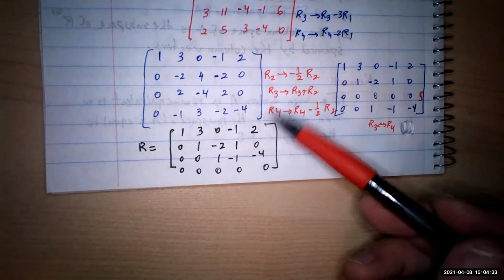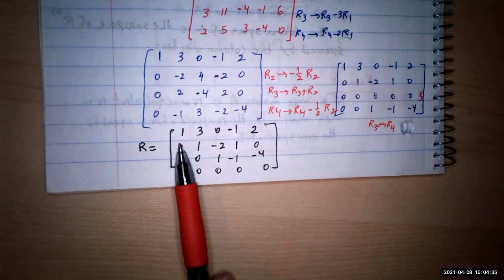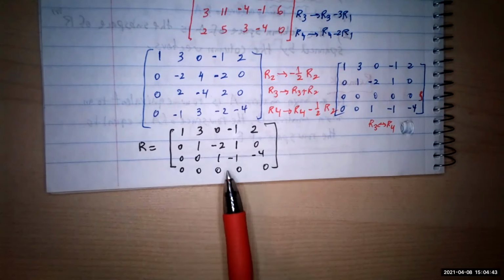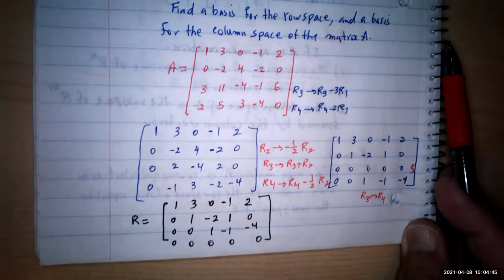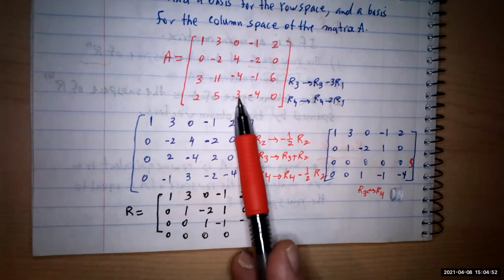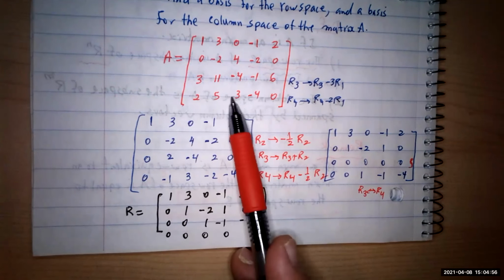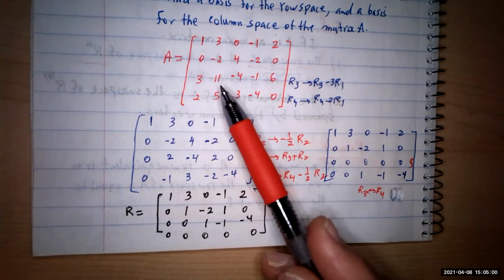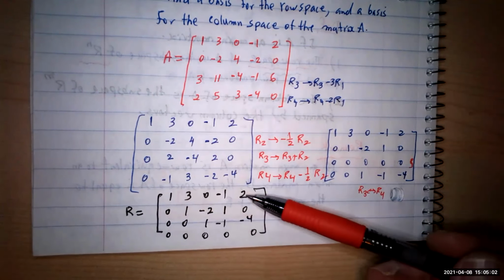Then for the columns, you look to see where these leading ones are. The leading ones are in the first column, in the second column, and the third one. You go back to the original one, you pick these column vectors in the first, second, third. So you put these three together, this would be the basis for the column space.